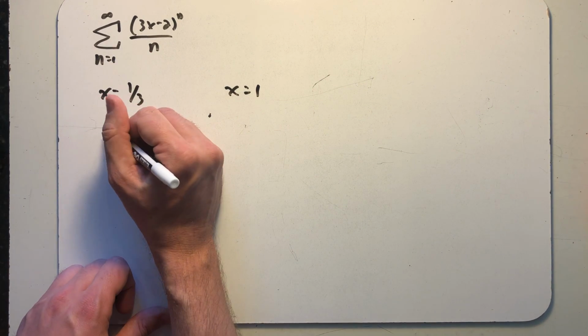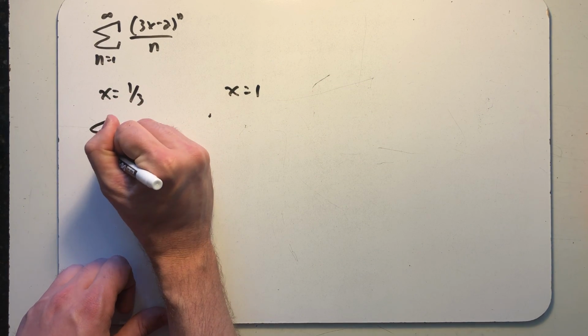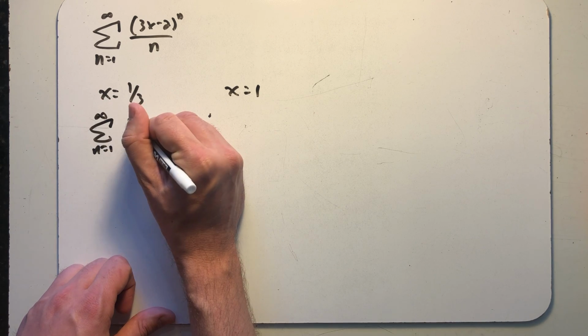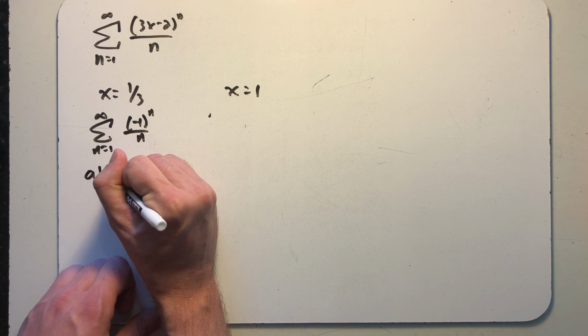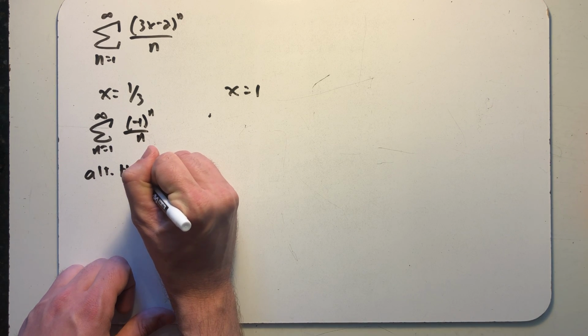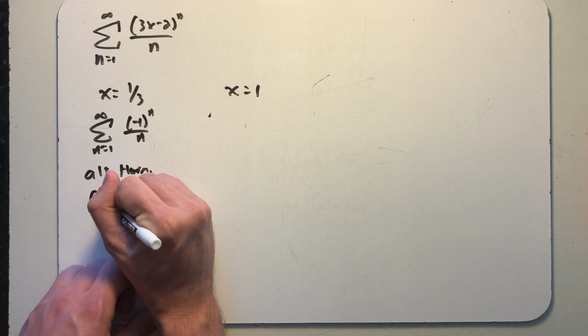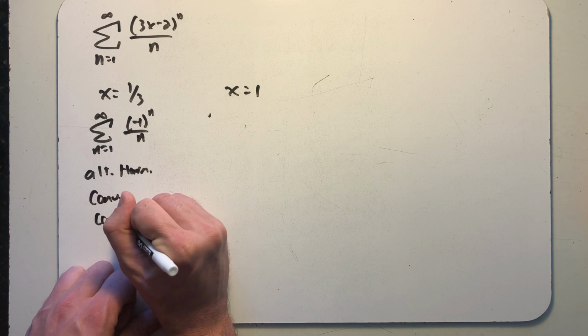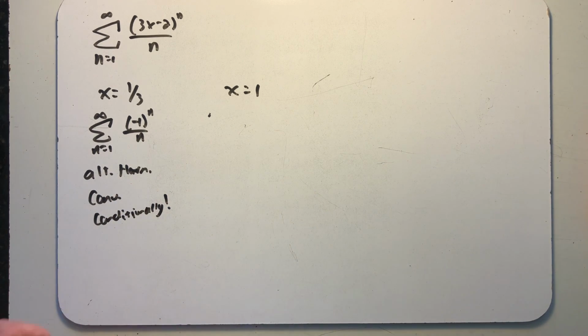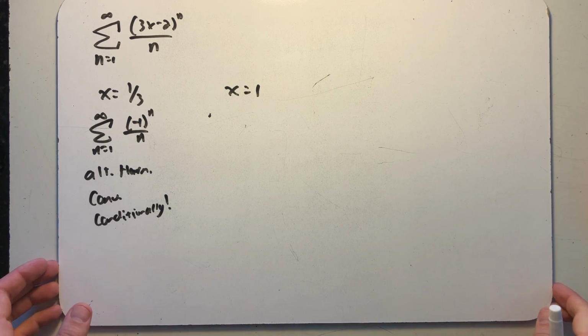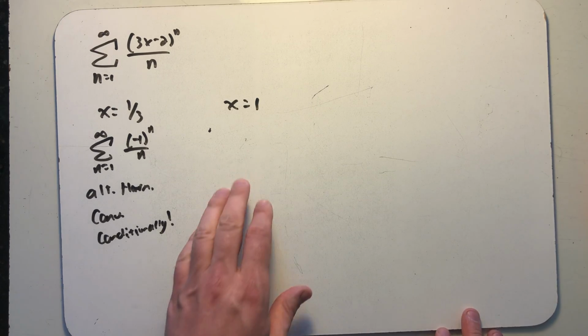Well, when I plug a 1/3 in there, I get a familiar series: minus 1 to the n over n. This is the alternating harmonic series, which we know converges conditionally. If we didn't know that, we could use the alternating series test or one of our other tests. For this one, the alternating series test is the best way to go.